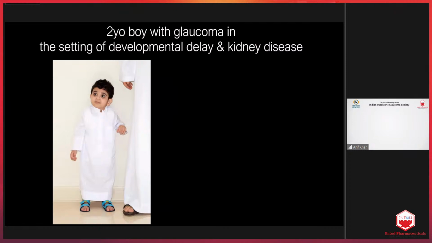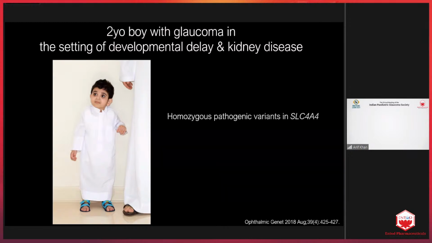This 2-year-old boy has glaucoma in the setting of developmental delay and kidney disease. We really want to know what's going on here molecularly. When we do targeted testing of the gene suggested by the phenotype, we confirm the molecular diagnosis and confirm what the child is at risk for as far as other extraocular findings.